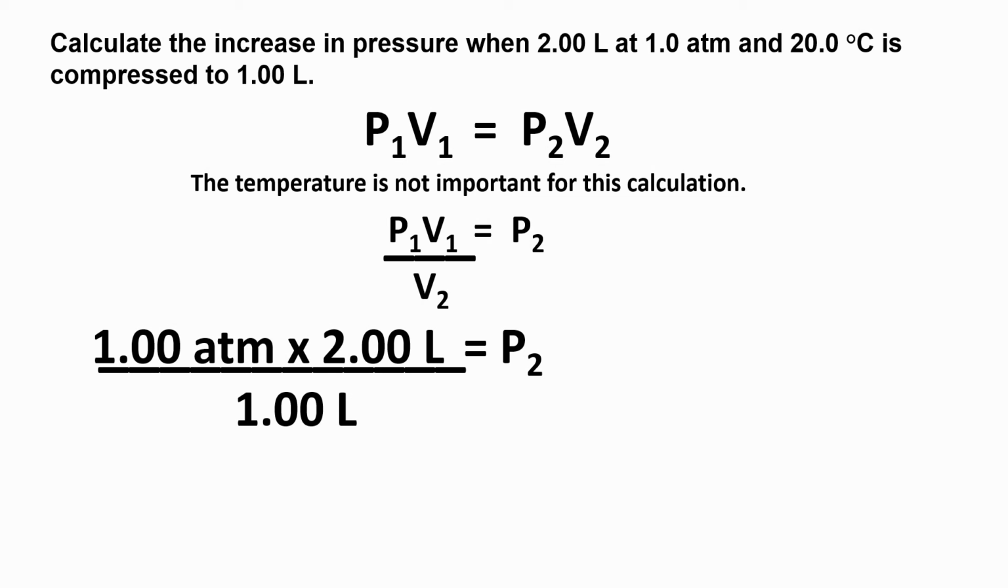Inserting the information into the formula yields the following result: 1.00 atmospheres times 2.00 liters divided by 1.00 liters. Clearly, in this particular case, the liters will cancel. And P2 is equal to 2.0 atmospheres.